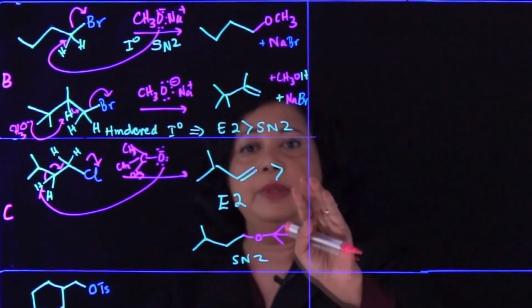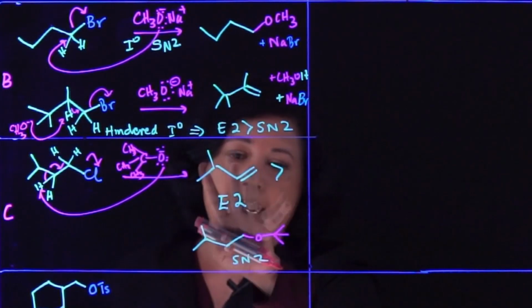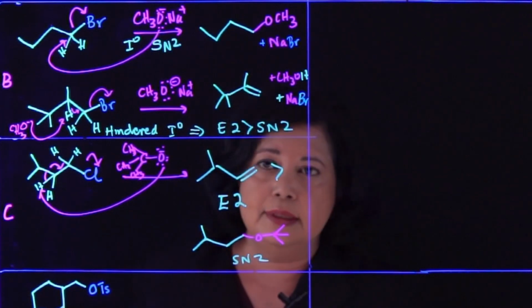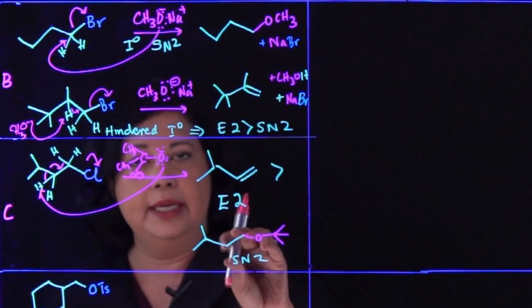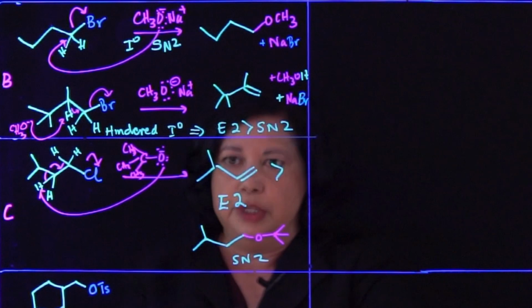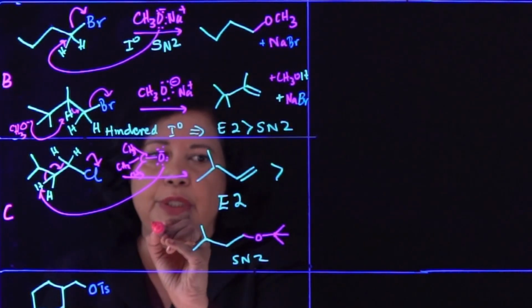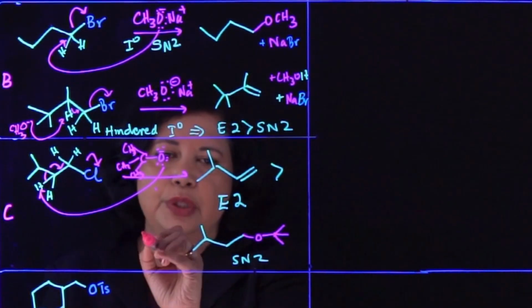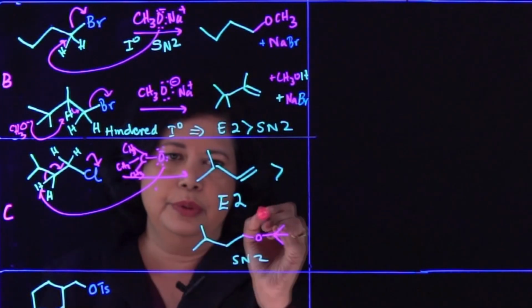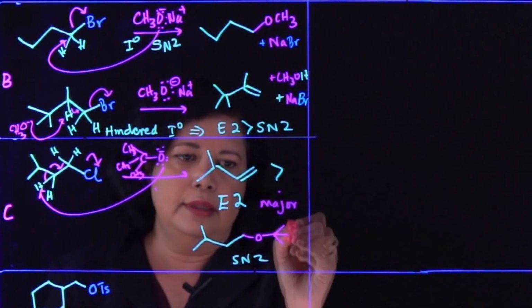It could be something like close to 80 and close to 20. So it's a lot here than here. Those are the 2 possibilities, E2 major, or SN2. So E2 major, and this will be minor.